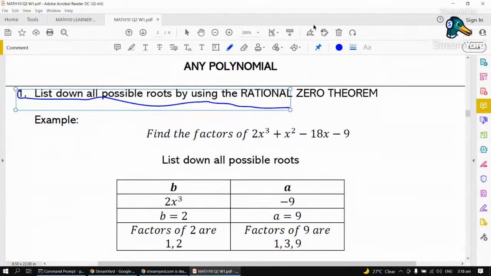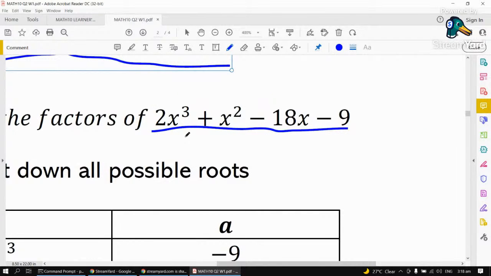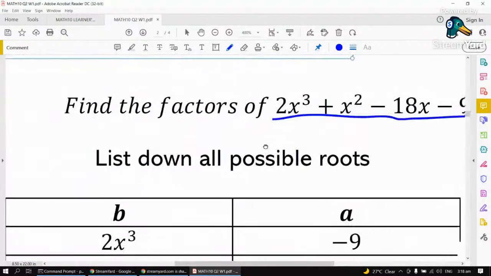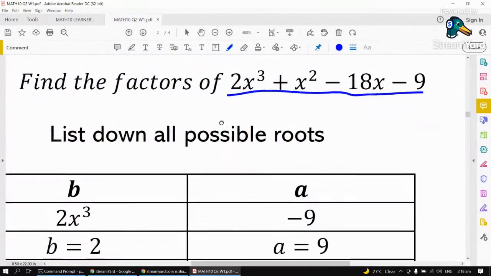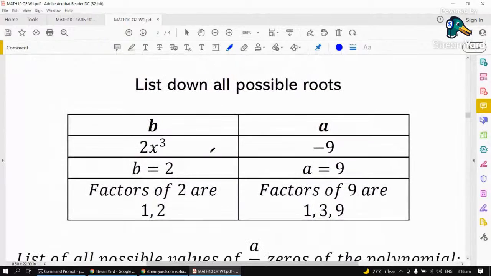For example, meron tayo ditong 2x cubed plus x squared minus 18x minus 9. So, yung long method, for example, nagtitest kayo, and pinapasolve sa inyo to without using calculator or the internet. So, ang gagawin natin is, diniscuss na natin to sa last quarter, I think week 7 or week 8. So, maglalagay tayo ng B and A.